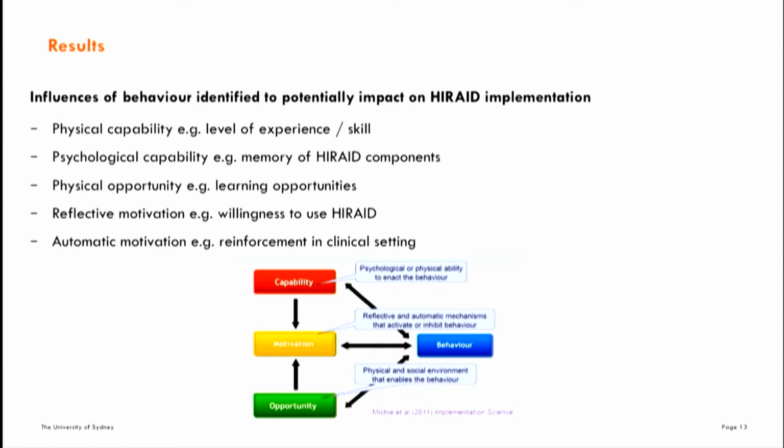So some of the nurses identified that as a junior nurse with minimal experience, it was quite easy to adopt the new approach of using HIRAID. But they also identified, well, it might be a bit difficult for nurses that have been nursing for 20 years and were quite set in their ways. So the behaviour change wheel recognised this and that it fitted into the component of physical capability.